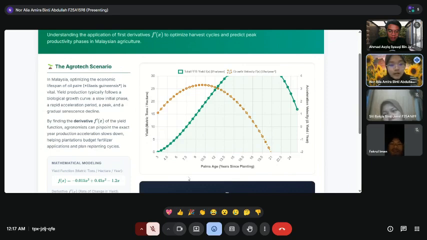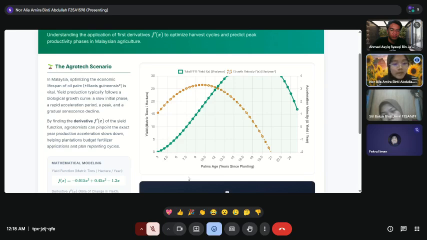The orange line is the growth rate. This shows how fast the yield is changing. If I click here, we can see the rate hits its highest point at 9 to 10 years old. This means the tree is improving its yield fastest. And after 10 years, the rate slows down and goes below zero after 20 years.